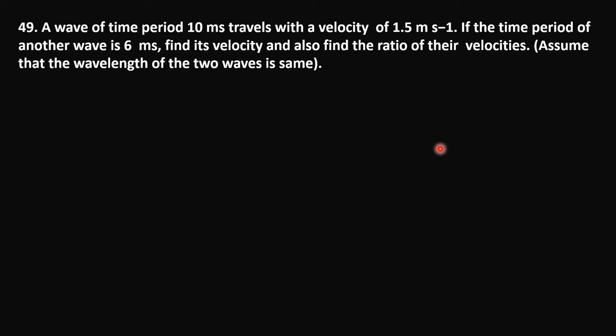If the time period of another wave is 6 milliseconds. एक दूसरी वेव है जिसका टाइम पीरियड है 6 मिलीसेकेंड, and now you have to find out the velocity of that wave. And what is given in the question? That the wavelength of the two waves is the same.